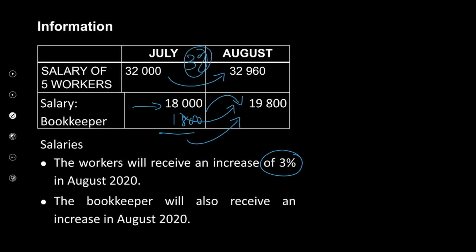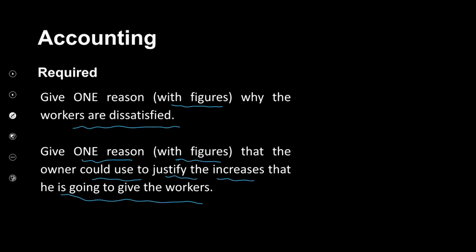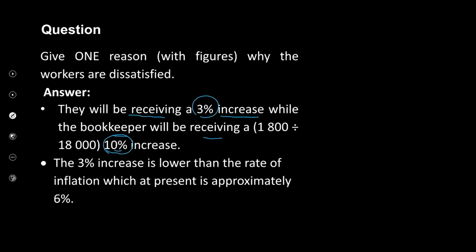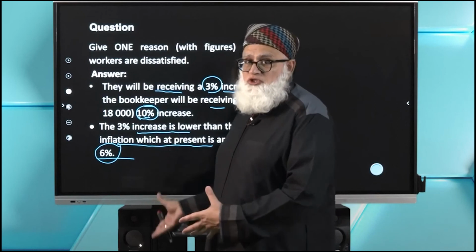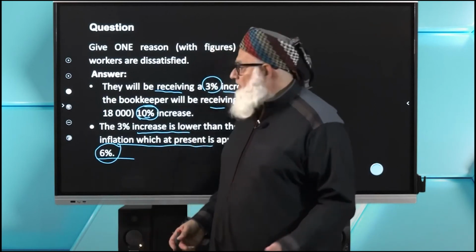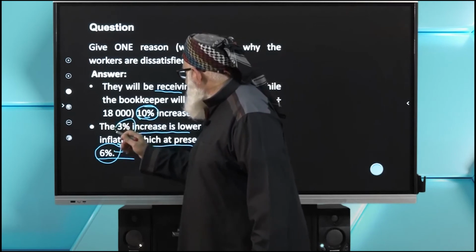That's your workers, whereas this bookkeeper is receiving a 10% increase. Clearly a disparity. Okay. Then, the increase that they are receiving, 3%, is lower than the inflation rate, which currently is maybe at 6%. Obviously, this 6% is going to be a variable, meaning it depends on the economy at that time. So when this question was drawn up, the inflation rate was 6%, as opposed to the increase of 3%.